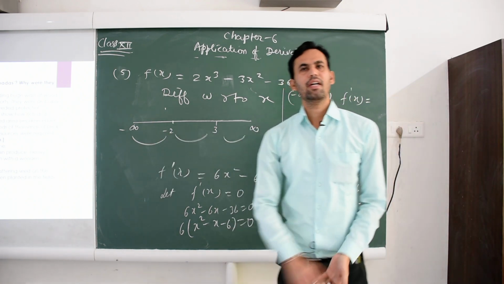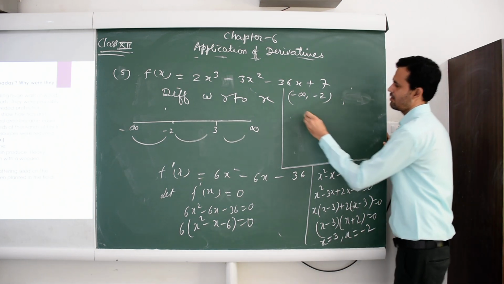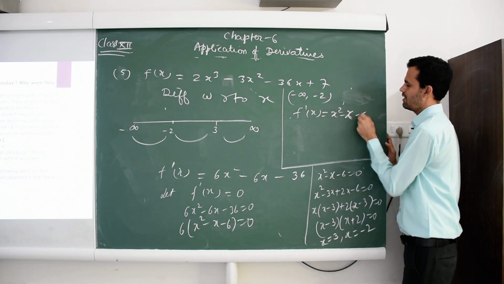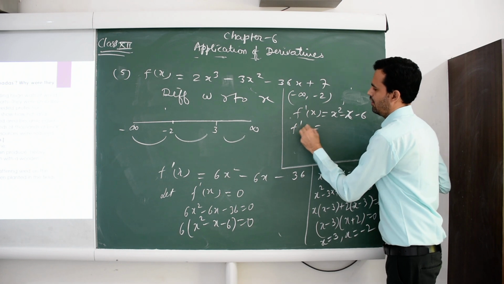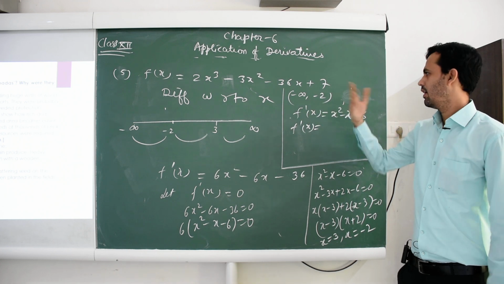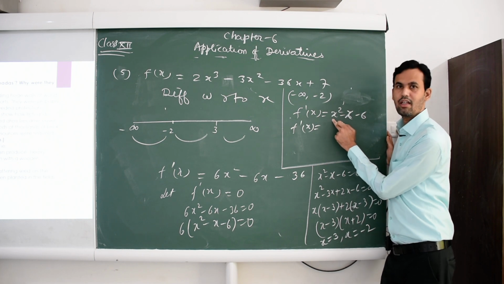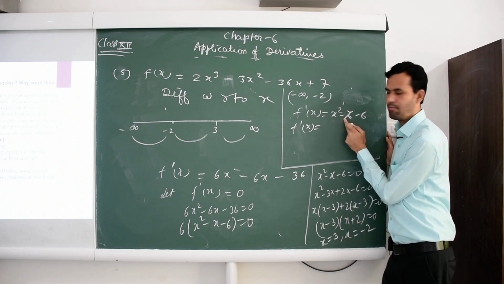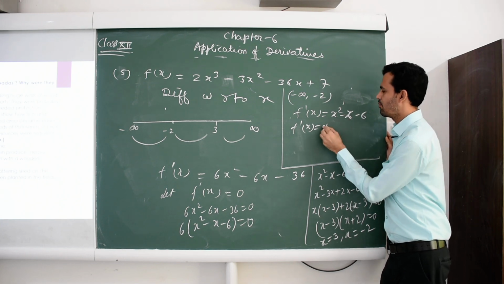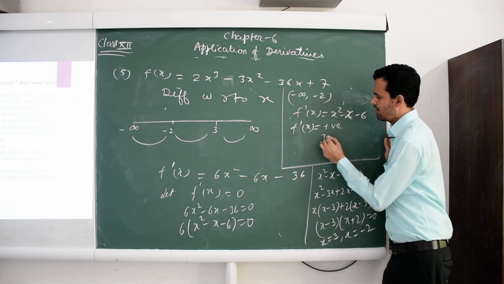From minus infinity to minus 2, the value of f'(x), and f'(x) is x square minus x minus 6. So in this interval, if we put any value in between these two, for example, if we take minus 3, then minus 3 square is 9, then minus minus plus 3. So 9 plus 3 is 12, minus 6, so it is positive. So in this interval the value of f'(x) is positive, so it is increasing.